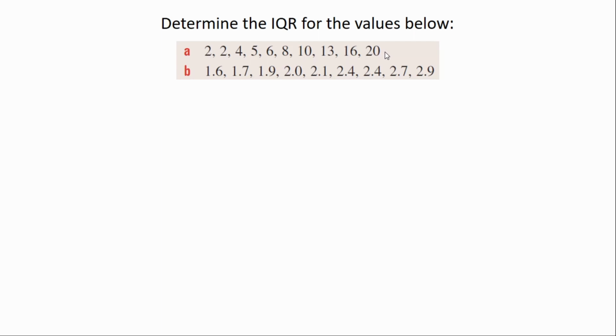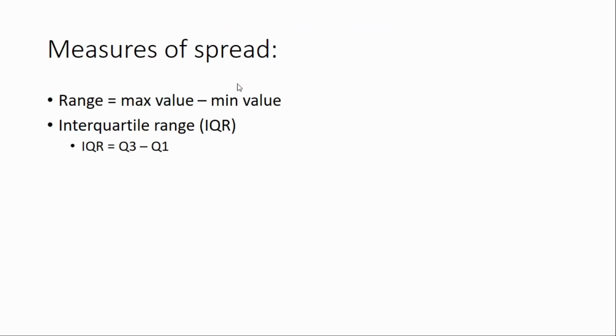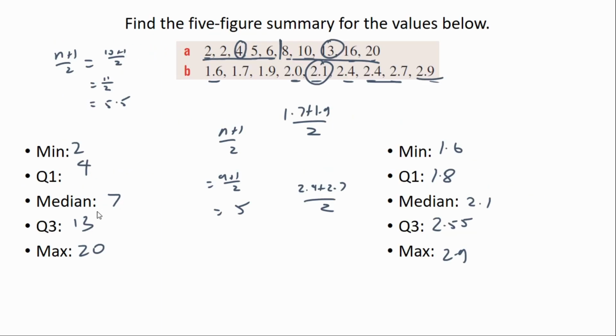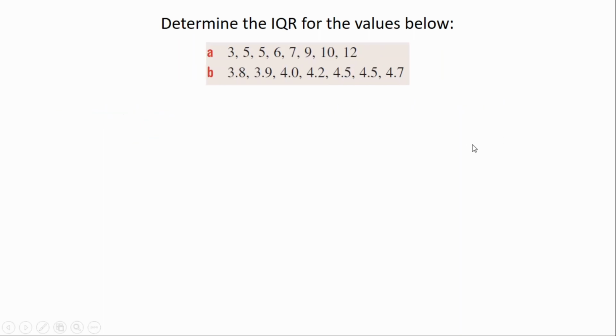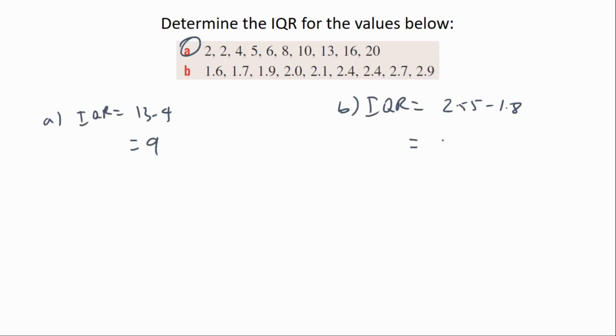So I determined the IQR for the values below. That's the first example I went through, so let's go to here. It would just be 13 minus 4. And for this one, it would just be 2.55 minus 1.8. So let's go through what they are. So the first one, 13 minus 4, that gives me a value of 9. So your IQR for this will be 9. And this one, 2.55 minus 1.8, just chuck that in your calculator and you should get a value of 0.75. And just write that in there.